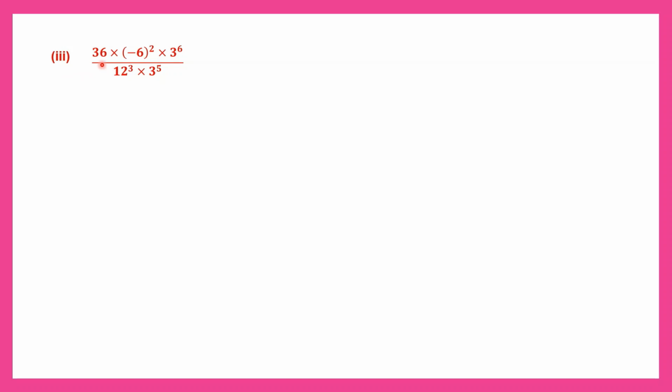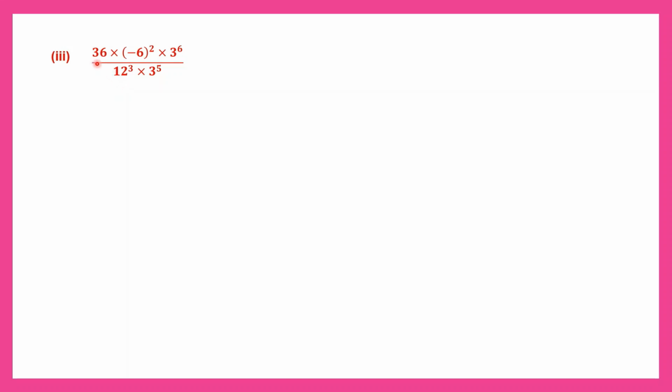Question 3. 36 into minus 6 to the power of 2 into 3 to the power of 6 by 12 to the power of 3 into 3 to the power of 5. So the main question says simplify, isn't it? That means we have to bring it to simpler terms. So 36, we're going to get the prime factors. 6 also is not a prime number. We're going to get the prime factors. Similarly with 12 also, we're going to get the prime factors.